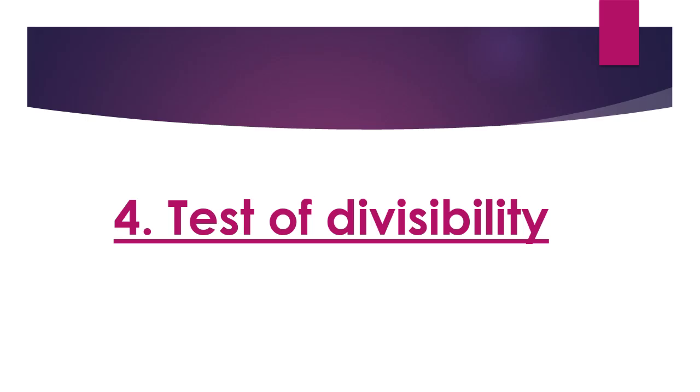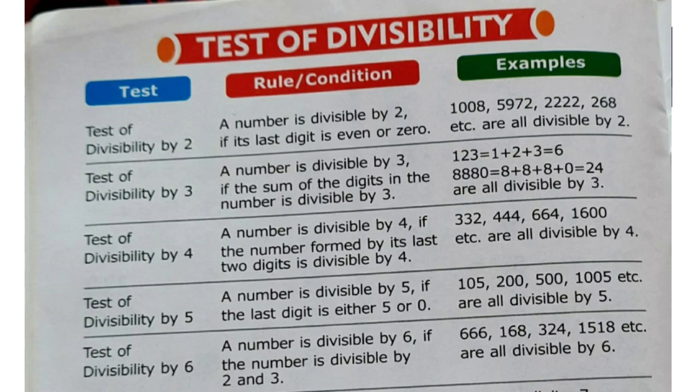The fourth thing is test of divisibility. The test of divisibility is learnt as part of the previous class. I have brought it for you, so let's revise it shortly. A number is divisible by 2 if the last digit is even or 0. You can see the examples. A number is divisible by 3 if the sum of the digits in the number is divisible by 3.